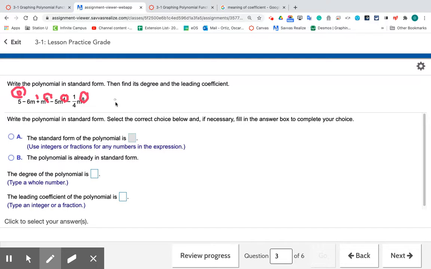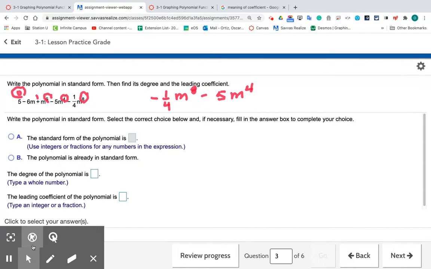So I can put the term with the greatest degree first, so it'll be negative 1/4. Do not forget about that negative. m to the 8th, and then minus 5m to the 4th, and then, I messed up right there. This is supposed to be m to the 6th power. I didn't see that 6 right there. So maybe I need to actually do it from the computer because that's going to be more clear for you.